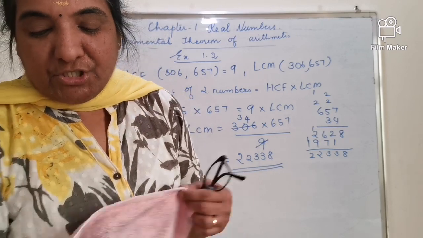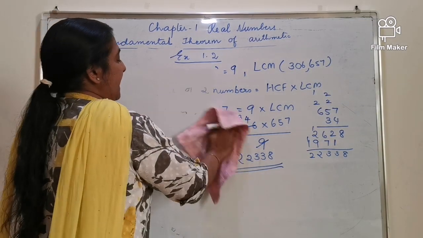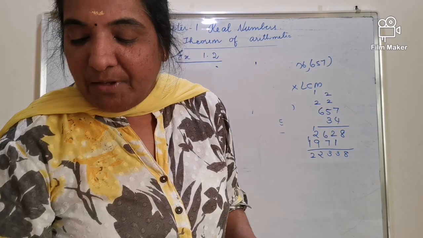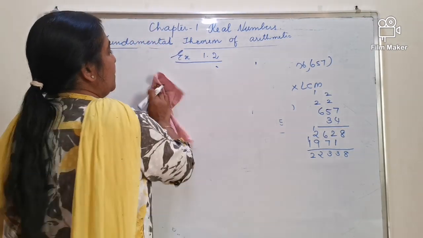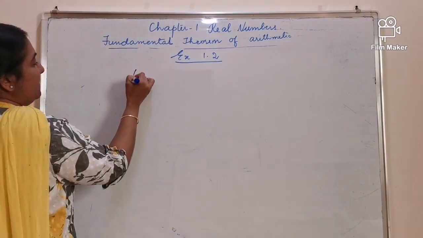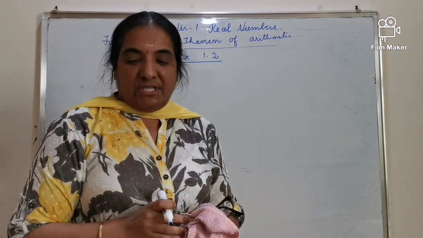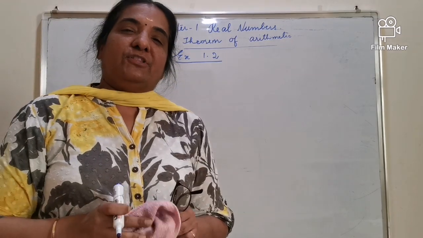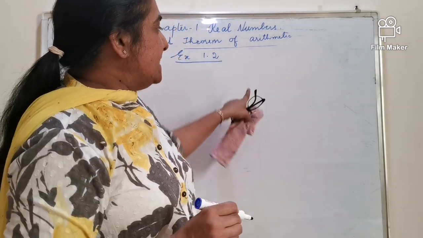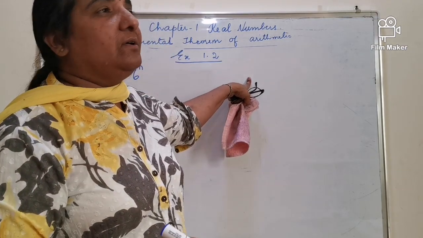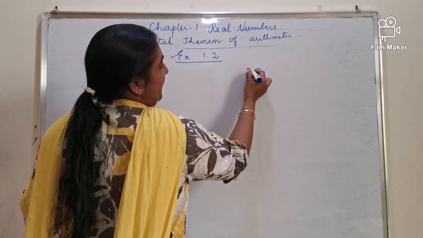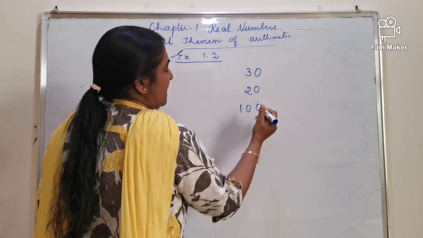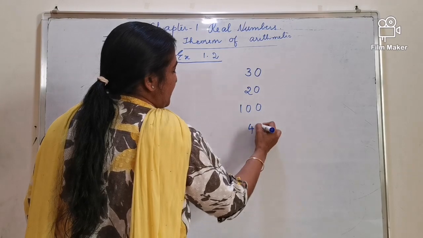Question number 5. Check whether 6 raised to n can end with a digit 0 for any natural number n. The explanation for this question will be in such a way that it's easy for you to understand. Write a few examples of numbers which are ending with 0. A few numbers I will write: 30, 20, 100 and 40 or 70.